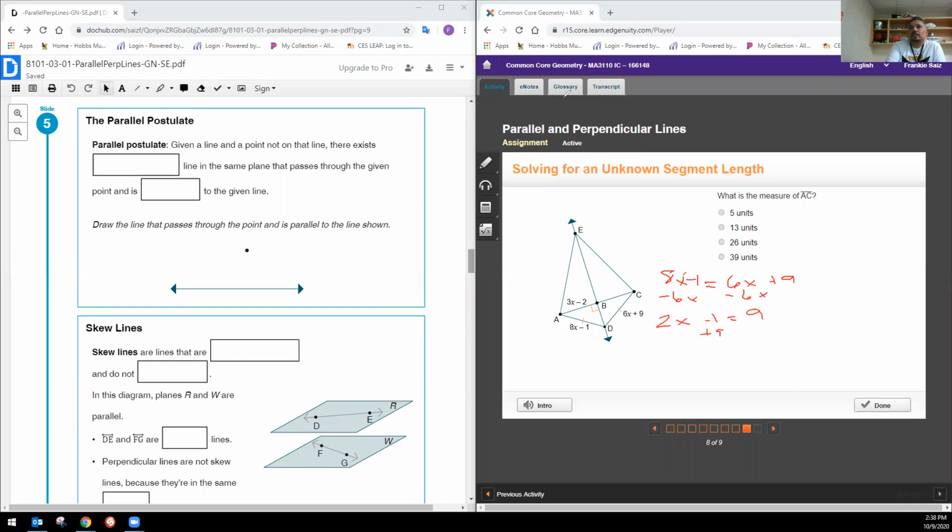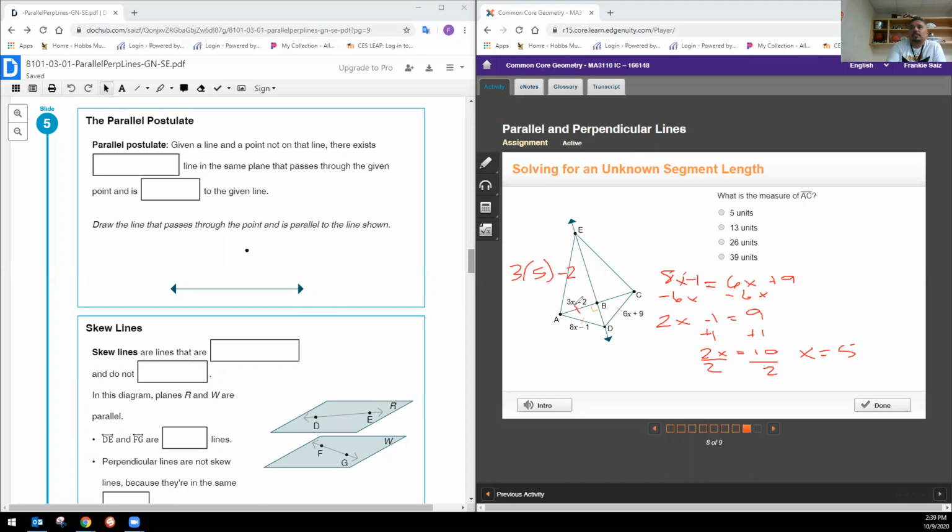I'm going to make that a little bit better for you guys so you can see it. That's plus 1 equals 9 plus 1. So 2x equals 10, which divided by 2 is x equals 5. Now we look for the measure of AC. So we go 3x, 3 times 5 is 15, minus 2 is 13.